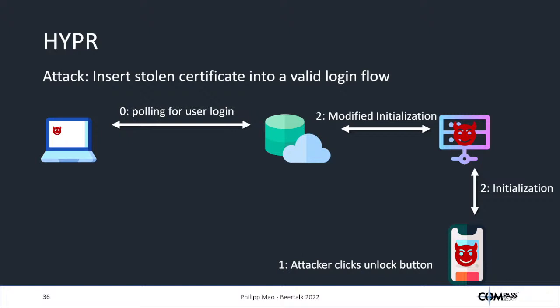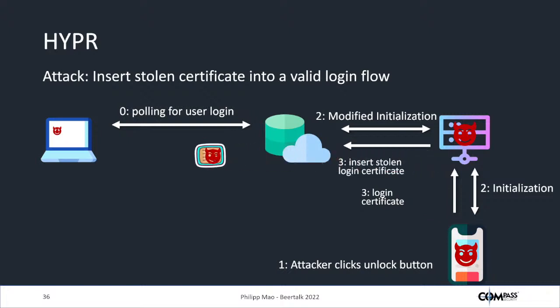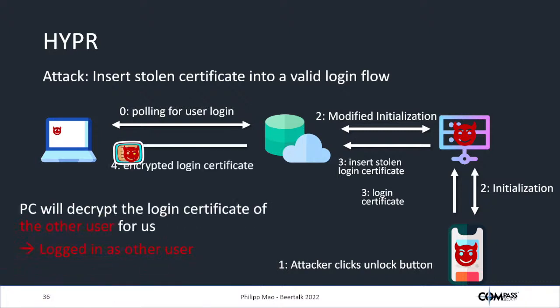Once this is done, the HYPR app of the attacker is going to send the attacker's encrypted login certificate. The attacker is going to drop this request and instead send the stolen login certificate that was obtained in the step before. And this is going to get forwarded to the HYPR service on the computer. The HYPR service on the computer will basically decrypt that stolen login certificate for the attacker and then log in the attacker as the target user. So this is how the attacker can basically reuse a stolen encrypted login certificate to log in as another user.